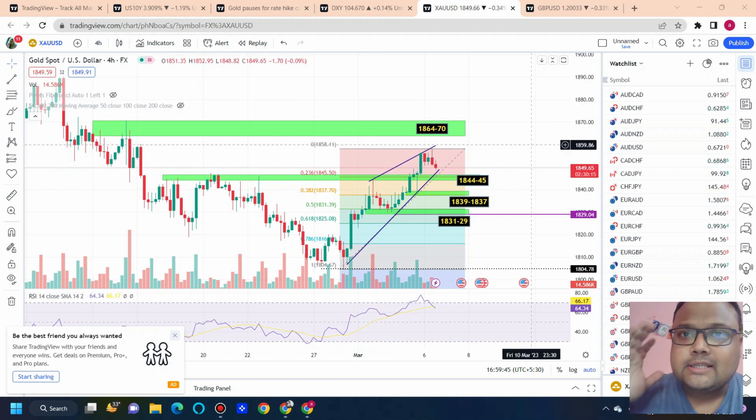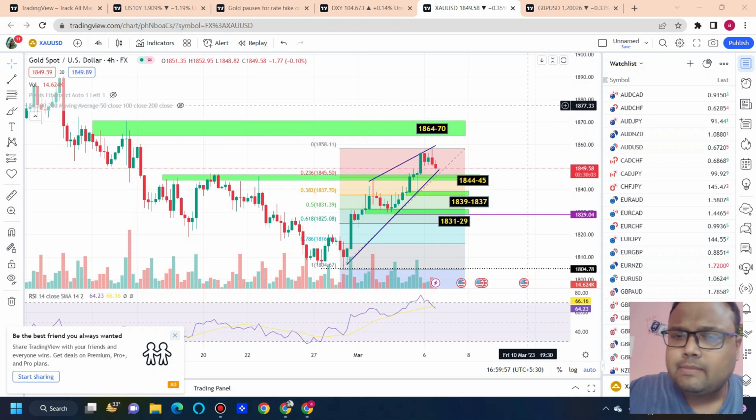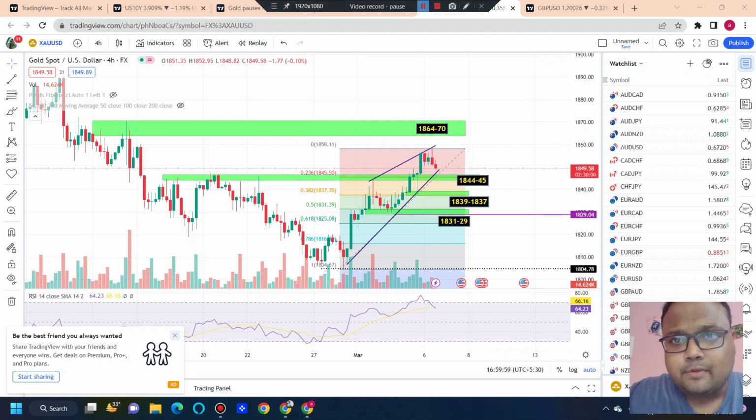Once the market enters inside the zone, be careful, do not take any position. Just switch to the 1 hour time frame or 15 minutes time frame and see whether the market is showing price rejection from above or not. Once you see the market is showing price rejection from above, you can go for a sell position.